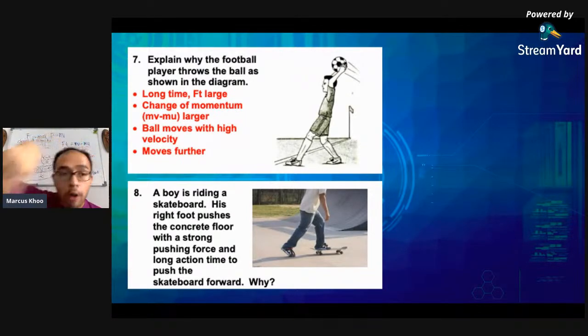He spends a long time. He really pushes himself forward, by spending a significant amount of time using his big force. Because force big but time short means your impulse is small. You're not going to go very far. Big force and a big amount of time spent to use that force is going to make your skateboard go much further.